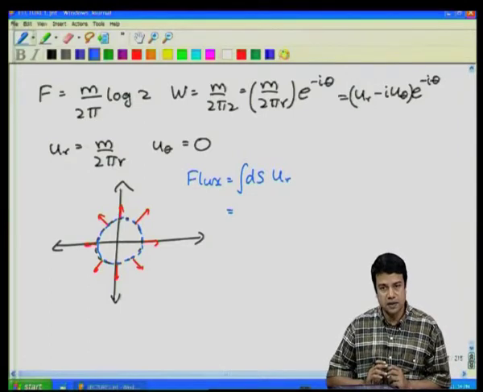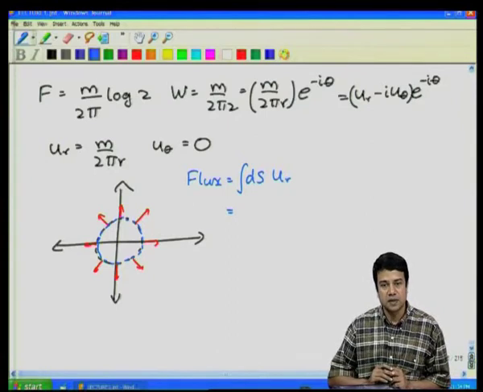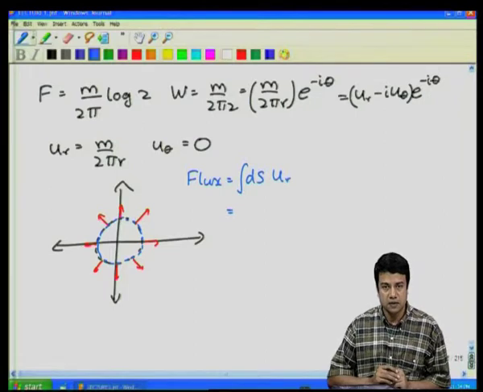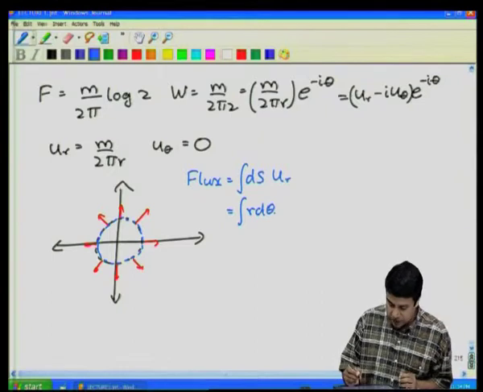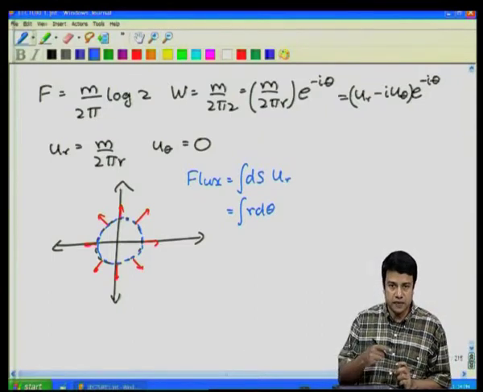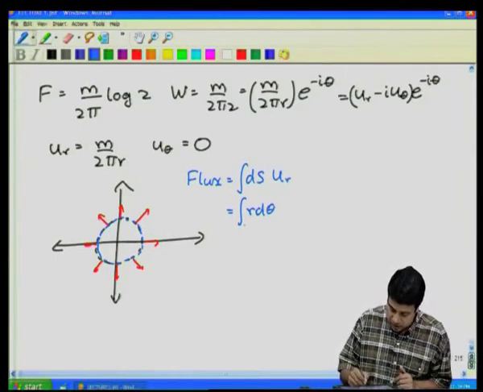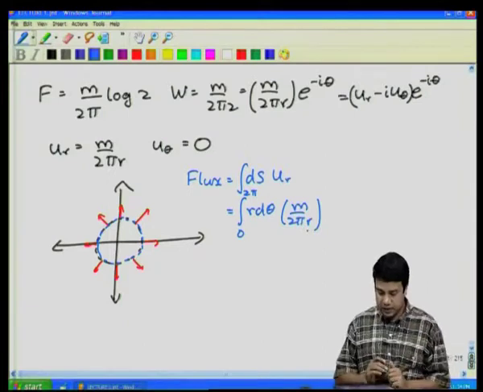So, in this particular case ds, the surface, is just a line. It is the line along that circle, because I am taking it per unit length in the direction perpendicular to the plane. So, that ds is just equal to r d theta, because along this line r is a constant, it is theta that is varying all around from 0 to 2 pi. So, theta goes from 0 to 2 pi, into m by 2 pi r.